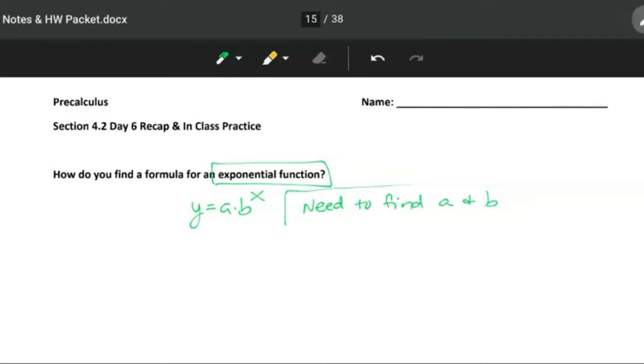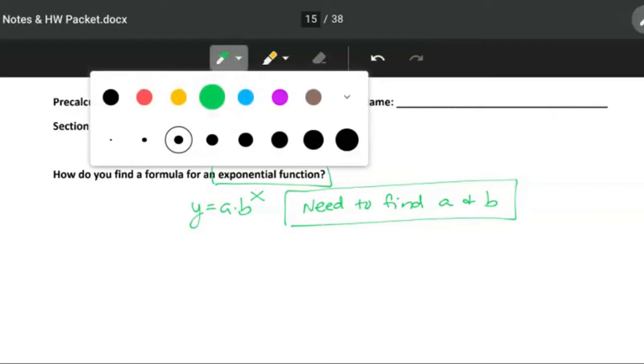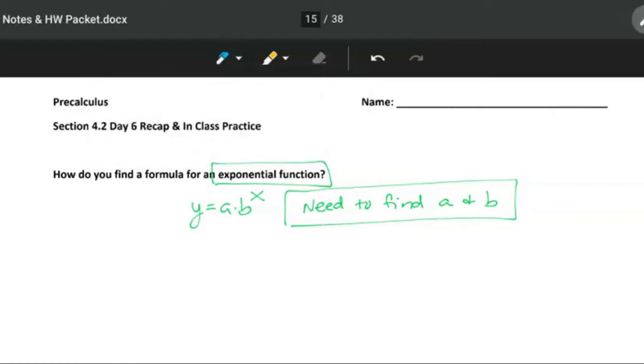That is your main goal. If you know a and b, then you have your exponential function. All right, so let's talk about what is a and b. All right, a is the y-intercept.